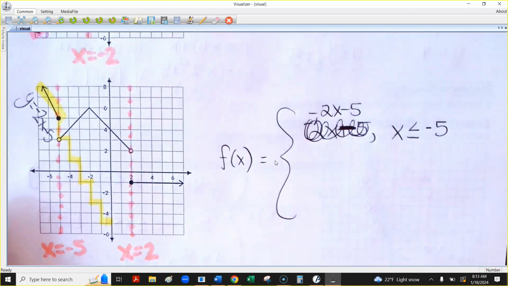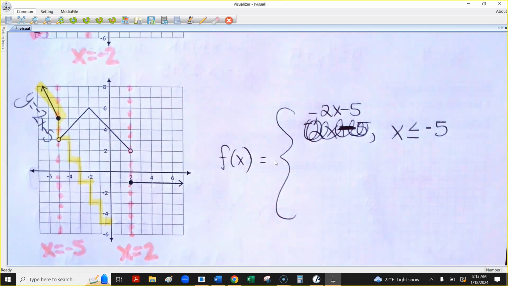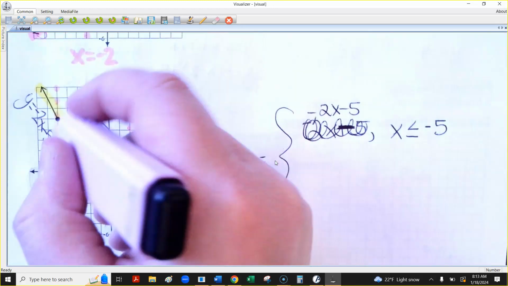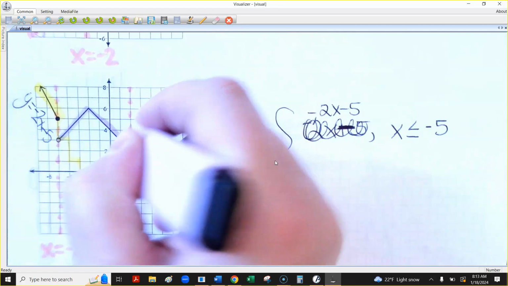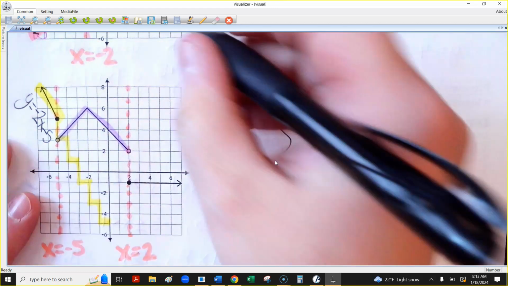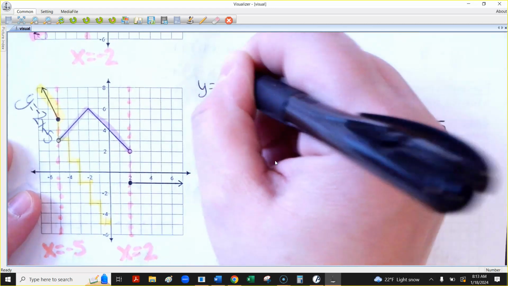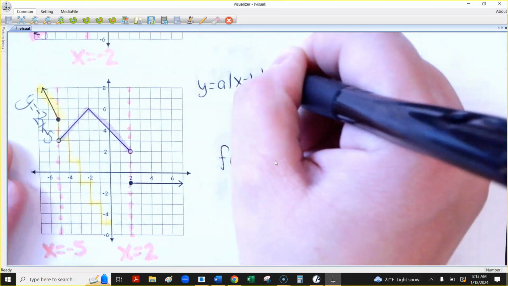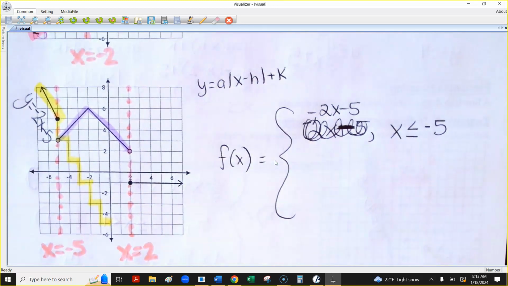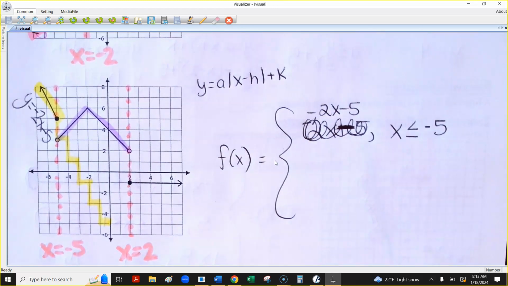Okay, the second piece is an absolute value. And can you guys tell? I'll just write it over here. That's the general form. Can you tell what the A value would be for that absolute value? It should be 1 or -1?